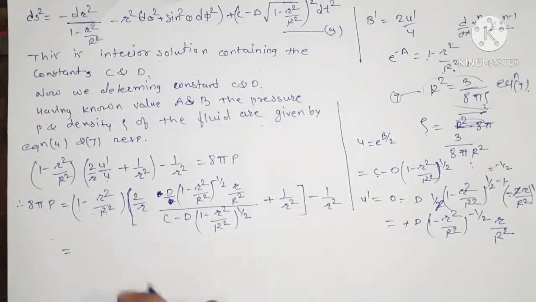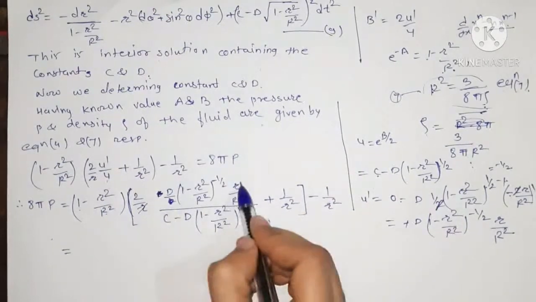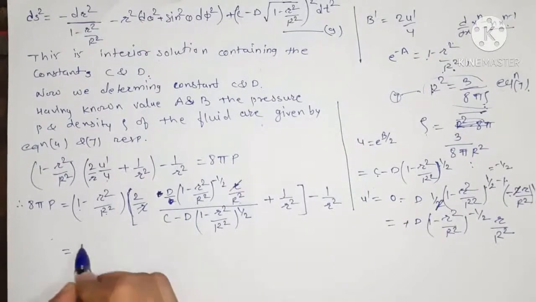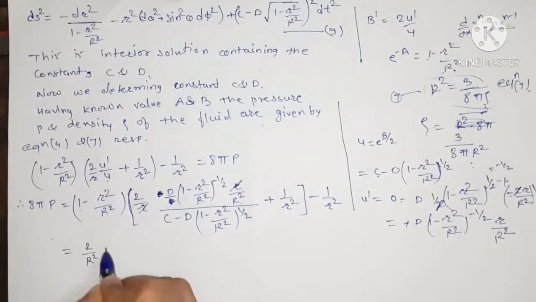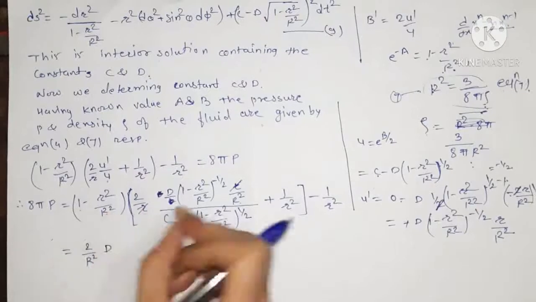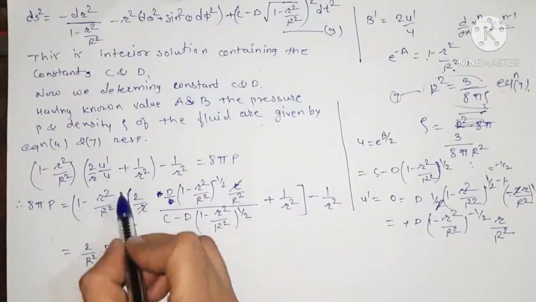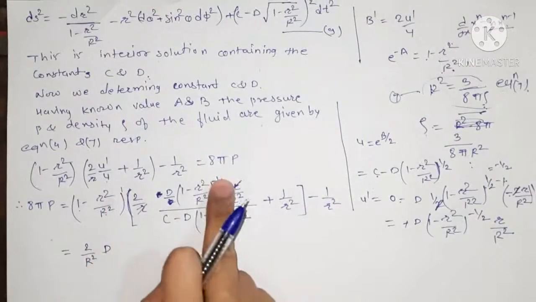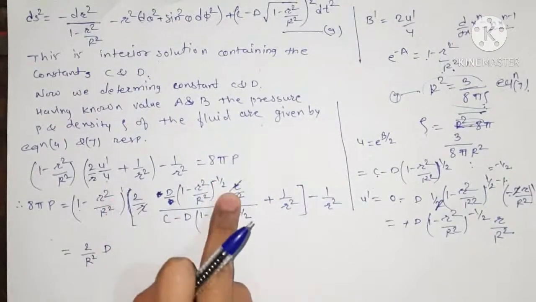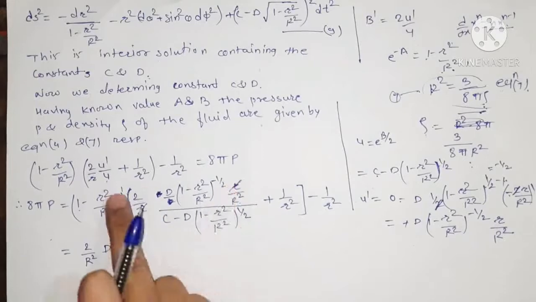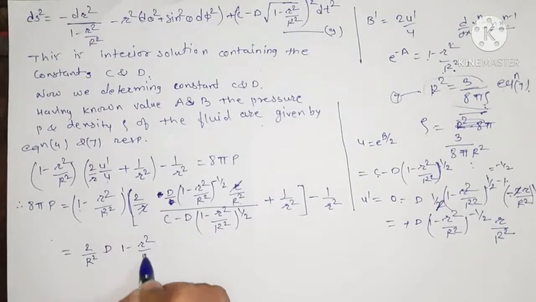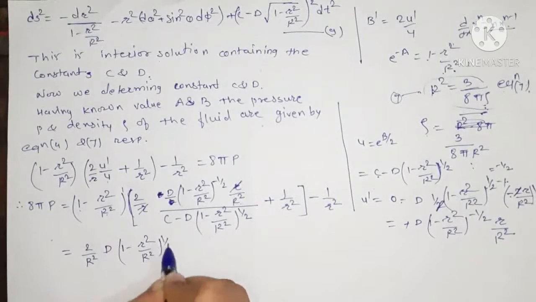Okay, so this comes to be, this r gets cancelled with this r, right? So we have 2 upon r square into d. Now 1 minus r square into this bracket, as the power is 1 and here it is minus half. So 1 minus half, what will it be equal to? It is equal to half. So we have 2 upon r square, 1 minus r square upon capital R square to the power half.